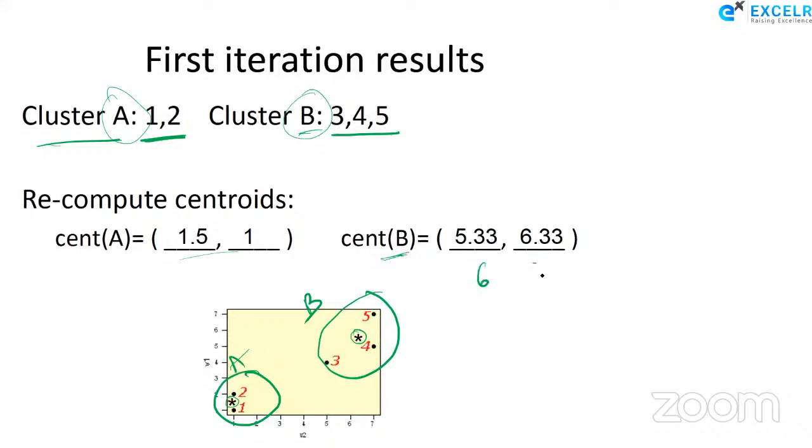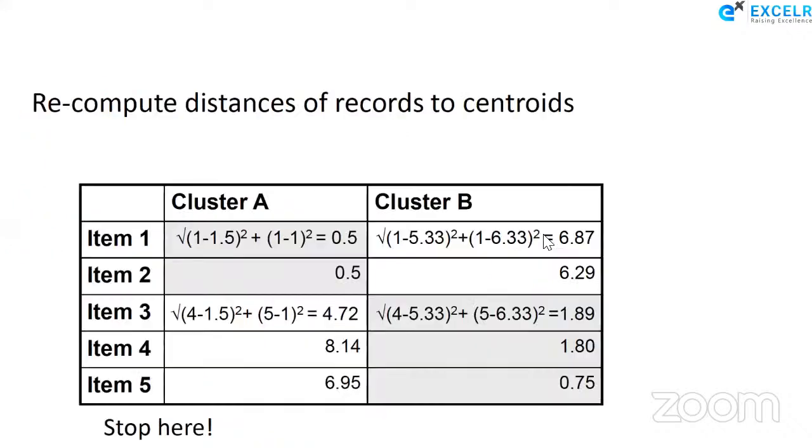Remember, earlier this was 6 and 7, and earlier this was 2.33, 2.33, right? So due to the movement of the data point from cluster A to cluster B, we had to recompute the cluster centroids, which are now 1.5, 1 and 5.33, 6.33. Now we again redo the entire process. Okay. So what do we do? We again redo the entire process.